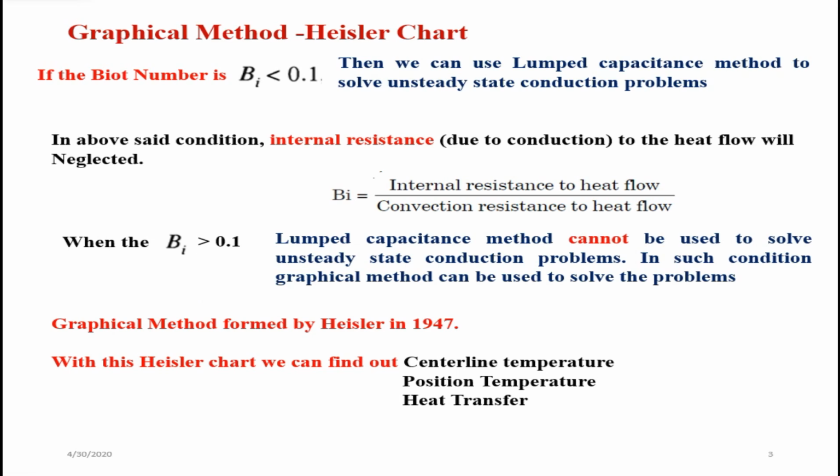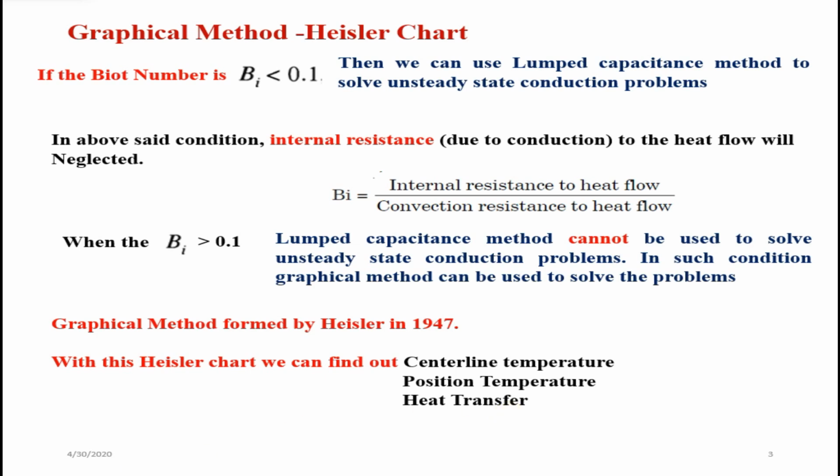When the internal temperature gradients are large, lumped capacity system analysis becomes unsuitable for the analysis of transient heat conduction problems. In such situations, the Heisler chart method can be used to determine parameters like center line temperature, position temperature and heat transfer. With this Heisler chart, we can find the center line temperature, position temperature and heat transfer by referring to different graphs.